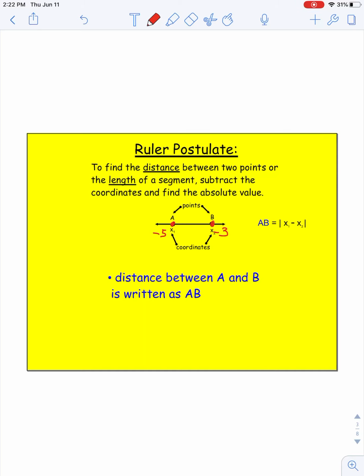But if we go ahead and plug the numbers in, finding the difference between the x coordinates and taking the absolute value, we would take -5 and subtract -3. That answer gives us -2. But distance isn't negative, so the absolute value of -2 gives us +2 units for our distance.